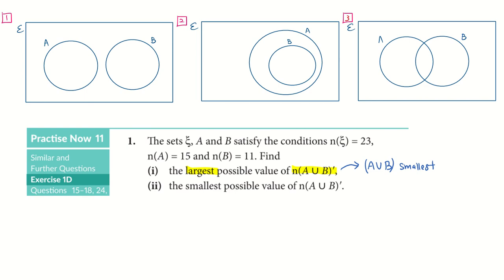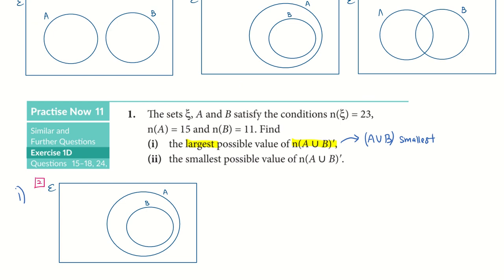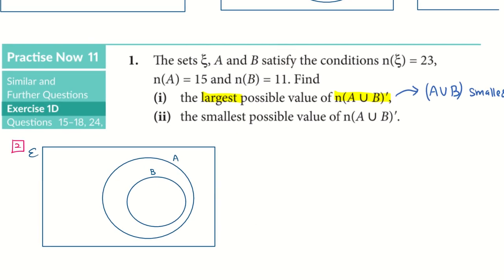Well, scenario 2 is the answer. Scenario 2 would give me the smallest union of A and B. So if I'm looking at scenario 2, this will give me the largest complement of A union B, and I want to find the number of region 4. So how do I find region 4?